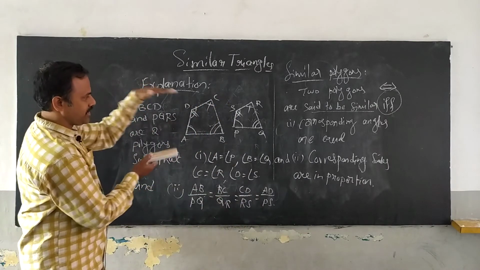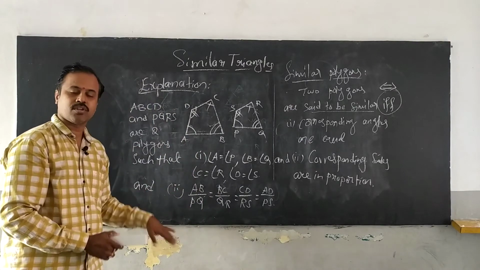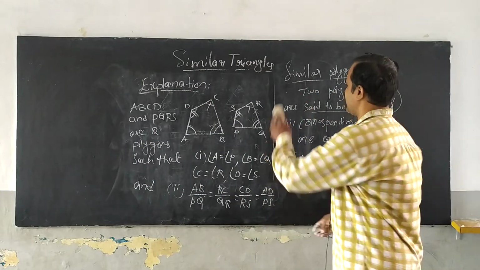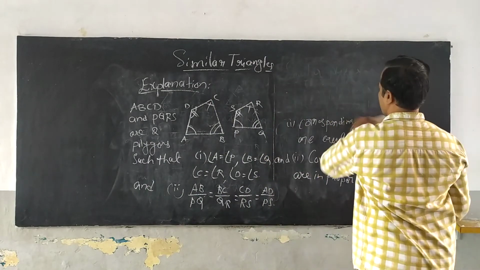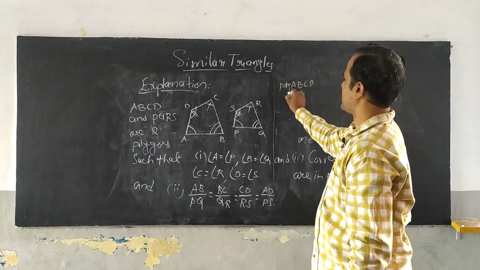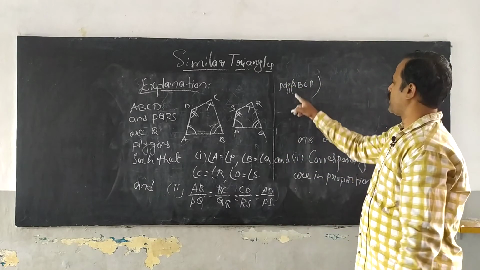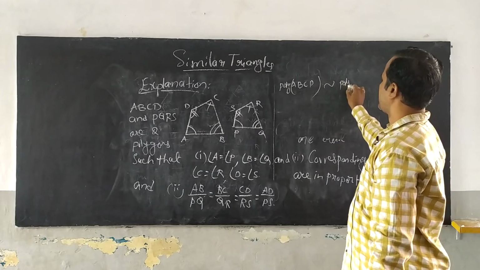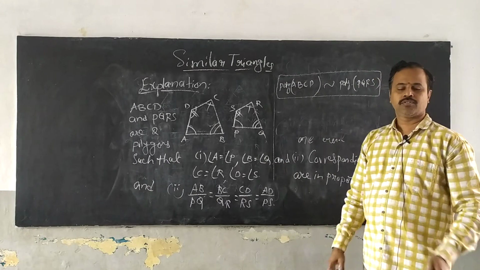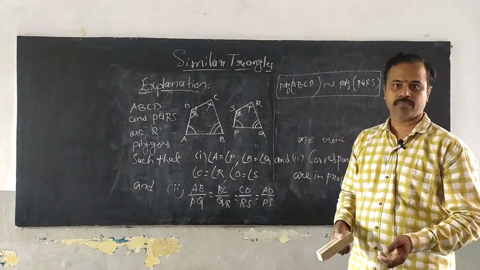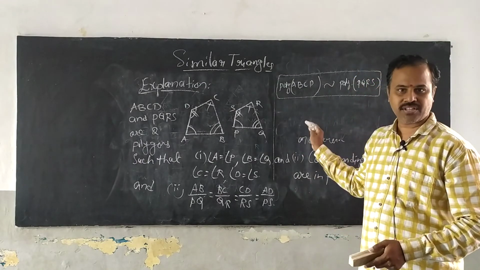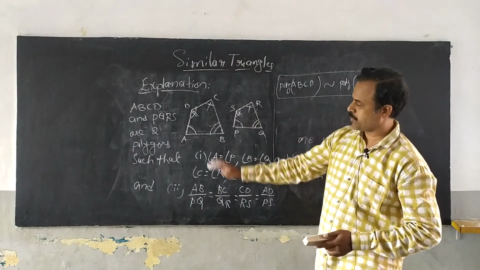Okay. Now when these two polygons are satisfying these two conditions, what do you say them? The answer is, we say polygon ABCD is similar to polygon PQRS. Is it clear? So whenever in the examinations they ask you to write about similar polygons, then you have to give this definition as well as the explanation also.